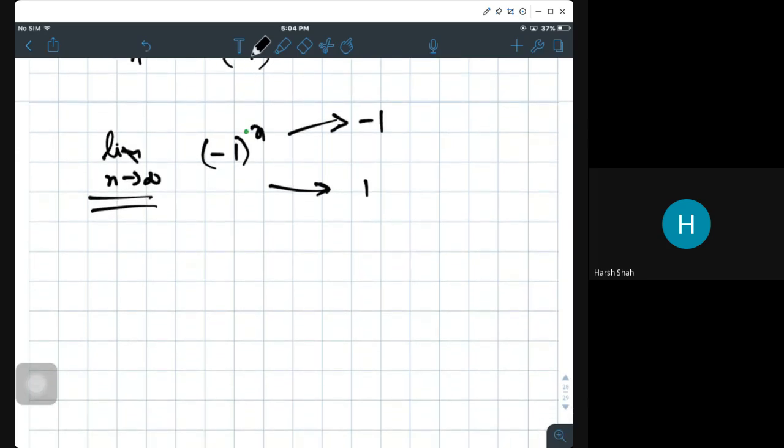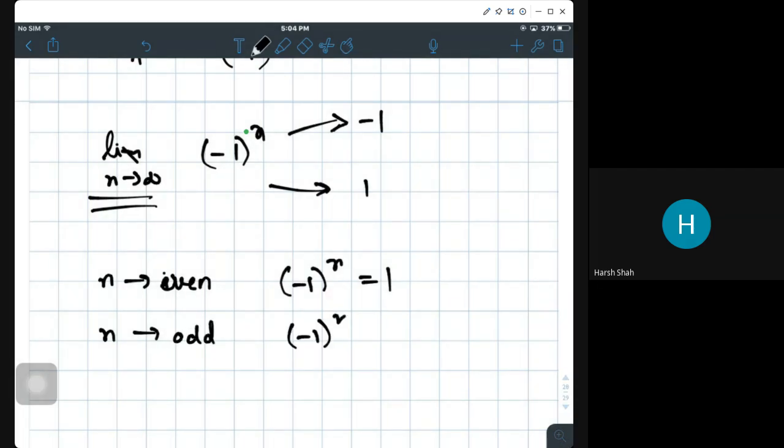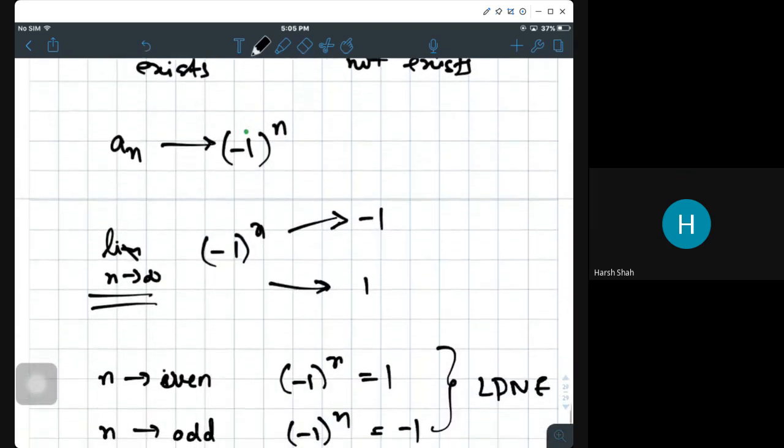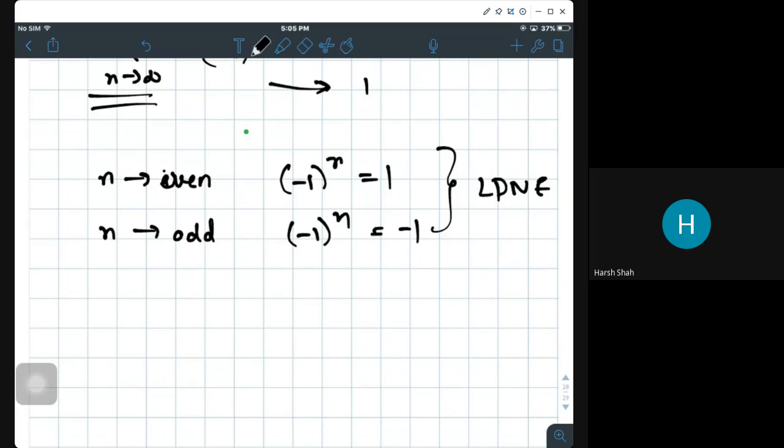So what I'll do is consider n is even. Then I get (-1)^n as 1. If I take n as odd, I get (-1)^n as minus 1. So for this, the limit does not exist. Clear? Limit does not exist. I hope this is clear. Yes, Mayank, you want to ask something?